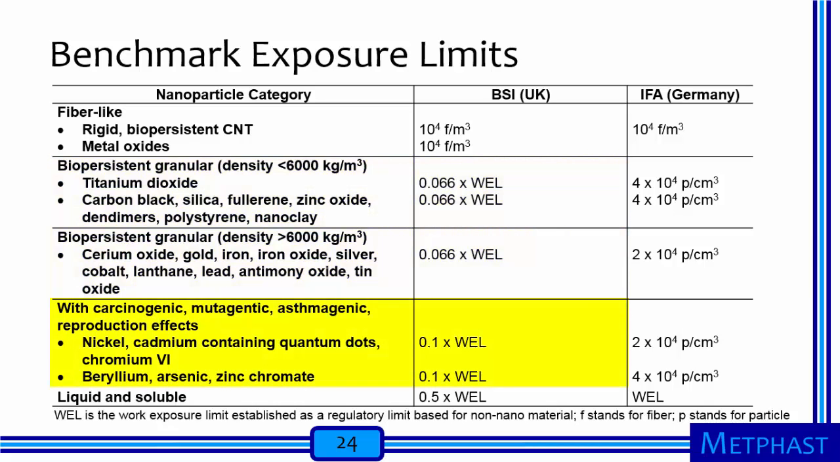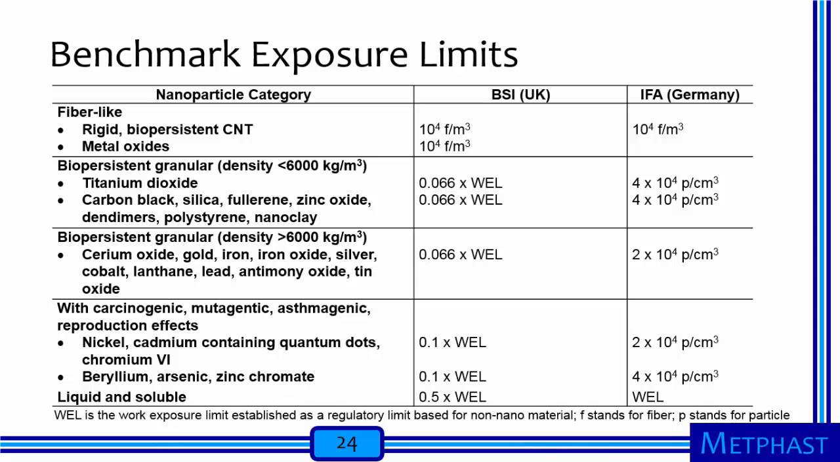Then we come to the CMAR category, defined as any nanomaterial which is already classified in its larger particle form as a carcinogenic, mutagenic, asthmagenic, or reproductive toxicant. Nanomaterials in the CMAR category are assigned a BEL at 1/10 of the mass-based OEL for its larger particle form. Finally, there is a soluble category defined as a soluble nanomaterial not in fibrous or CMAR category, which is assigned a BEL at 1/2 of the mass-based OEL for its larger particle form.